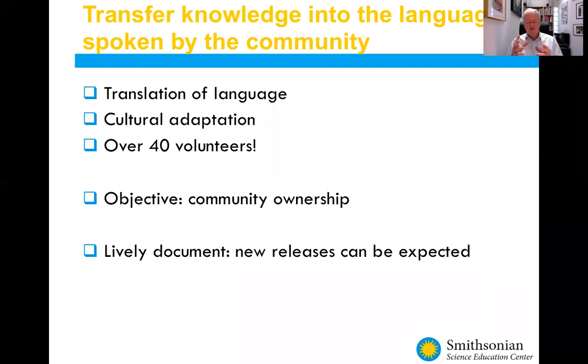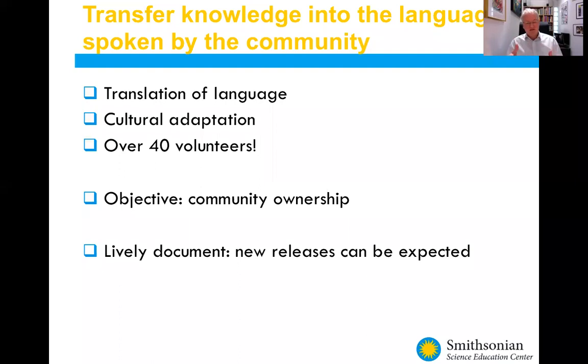So we have engaged over 40 volunteers, experts from WHO to really see how we can translate that. Now, we have succeeded now in almost 20 languages, and that's a big achievement. And we are grateful that Smithsonian is providing these materials at a country level.